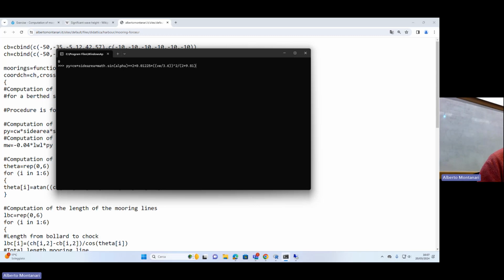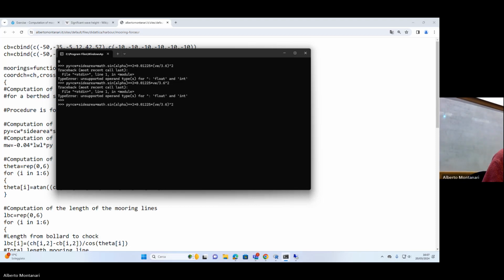I want to get again the formula. Okay, so this one is still mistaken. Let me see. I think the problem may be the parenthesis here. Let me just check. No. Sorry. I forgot, you know, yeah.